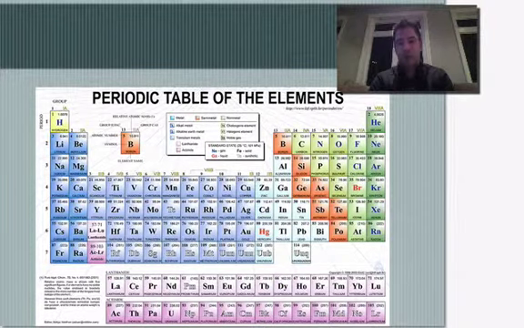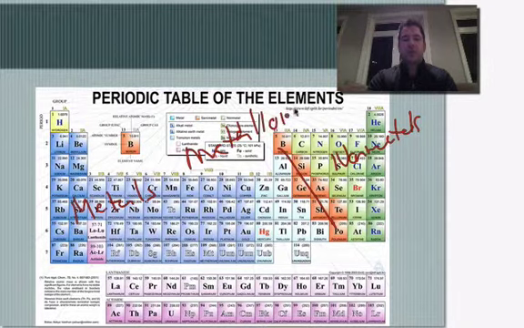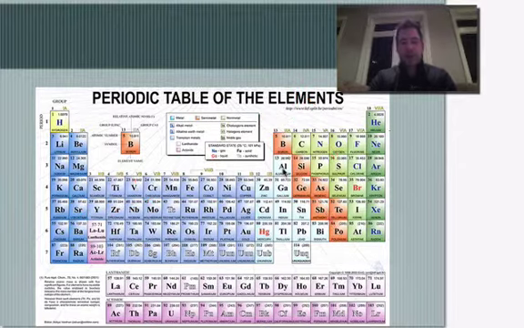So here's a copy or a list of the periodic table. We know that on this side there are metals, and this side non-metals, and right through here we know those are metalloids. And so we can separate them based on their physical and chemical properties, but that's how the periodic table works.